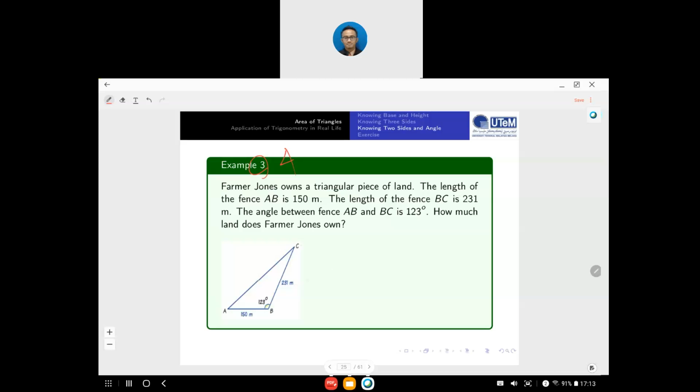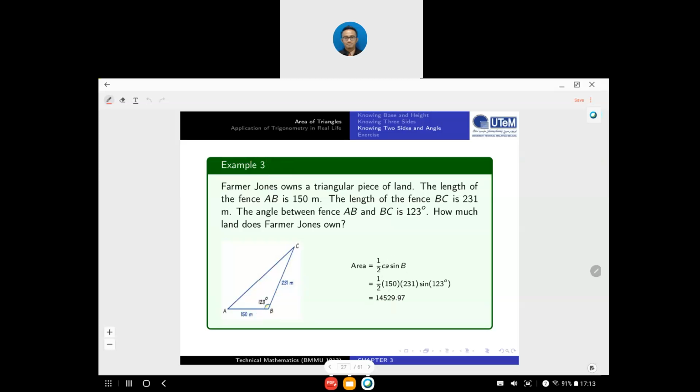So also same thing, you want to find the area of triangle. Since you know the angle here and the length of the sides between the angle, you can use the sine formula. Area equal to 1 over 2 ca sine B. Then put all the items in the formula. 1 over 2 times by 150 times by 231 times by sine 123 degree. So you can get 14,529.97.